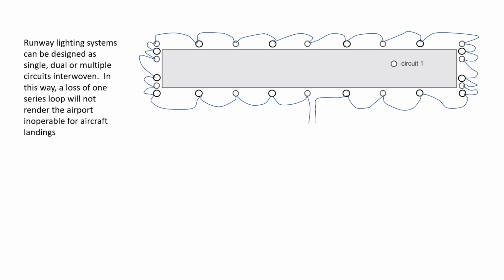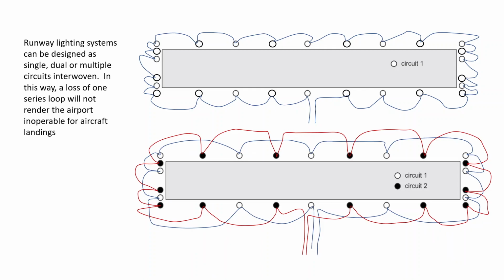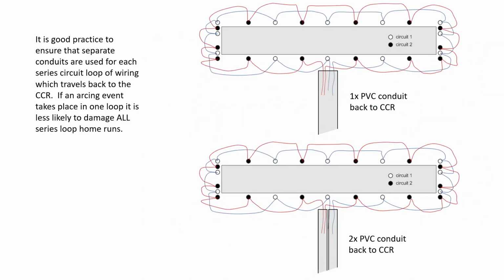Runway lighting systems can be designed as single, dual, or multiple circuits interwoven. In this way, a loss of one series loop will not render the airport inoperable for aircraft landings. Here's another. It is good practice to ensure that separate conduits are used for each series circuit loop of wiring, which travels back to the CCR. If an arcing event takes place in one loop, it is less likely to damage all of the series loop home runs. So here, if we had an arc in one of these conductors, it very likely could damage all of them. Whereas if we have them in 2 separate conduits, it's a lot less likely.